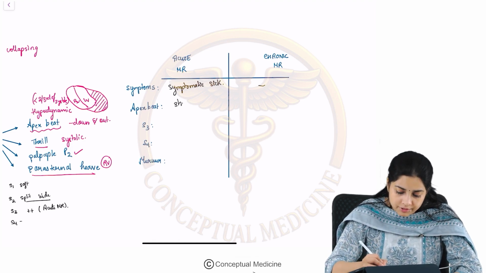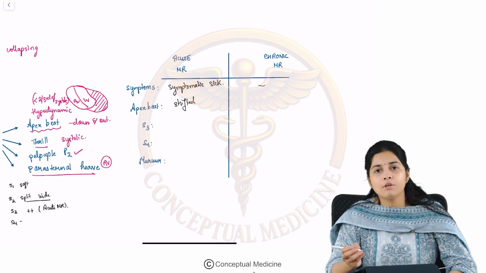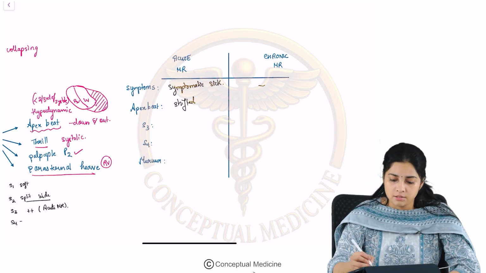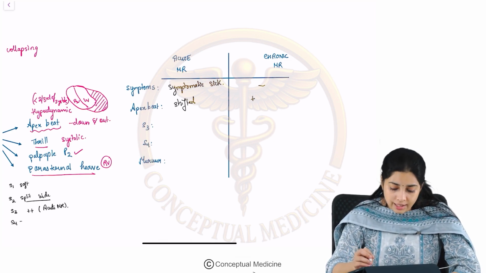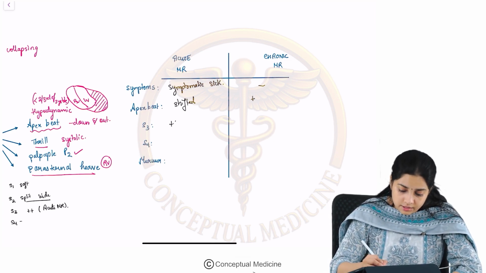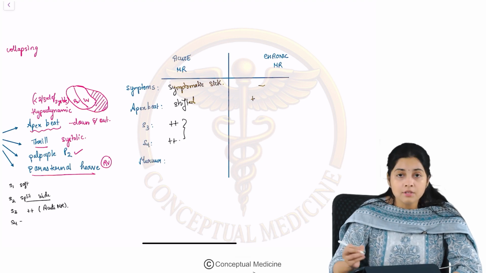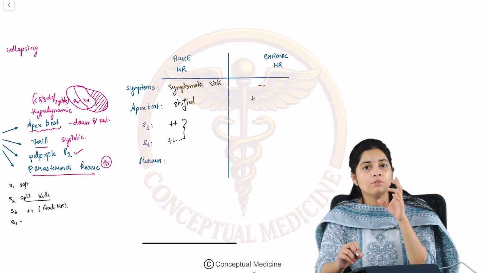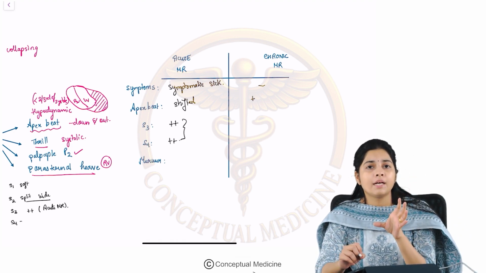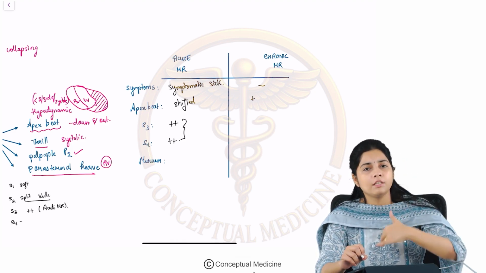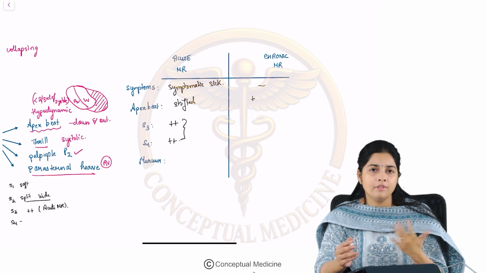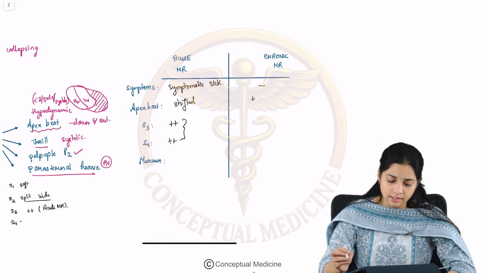Apex beat, will it be shifted in acute MR? No, it will not be. There is no time for any chamber enlargement. Apex beat will be shifted in chronic MR. Will you have an S3 and S4? Yes, you will definitely have it because the MR is into a non-dilated and a non-compliant LA. This high amount of blood is again filling back into a non-dilated LV. So, you can have an S3 and an S4.